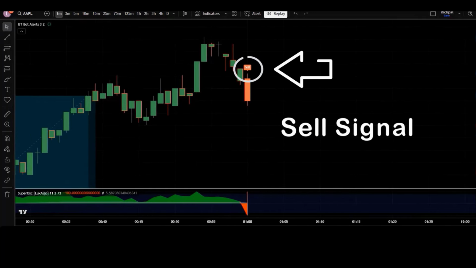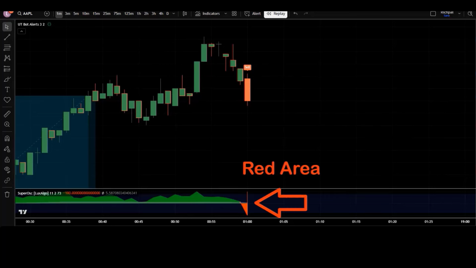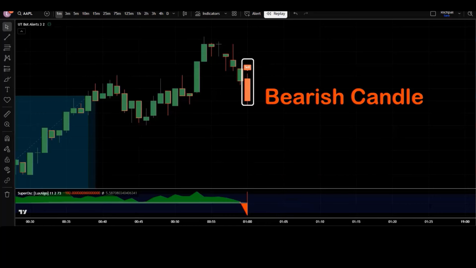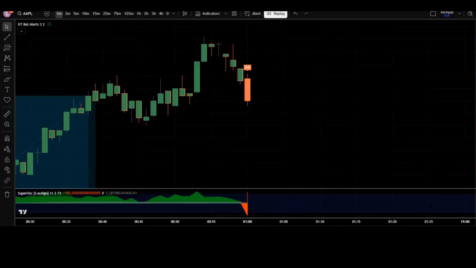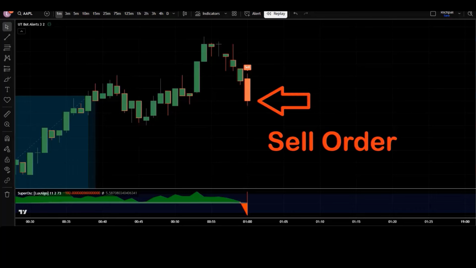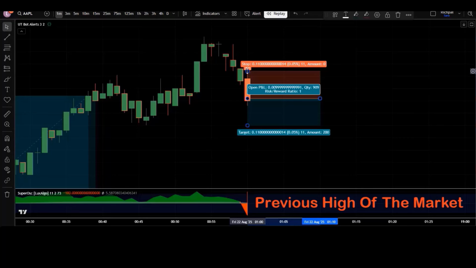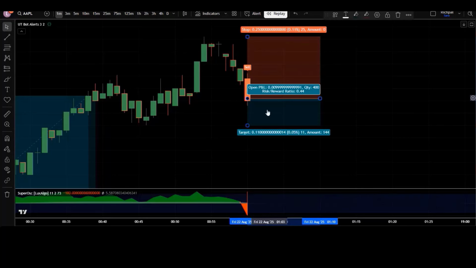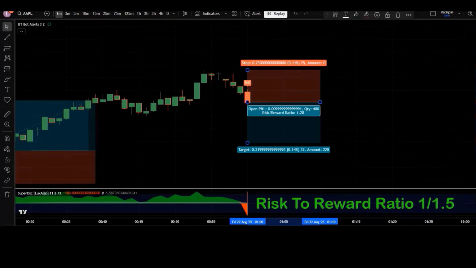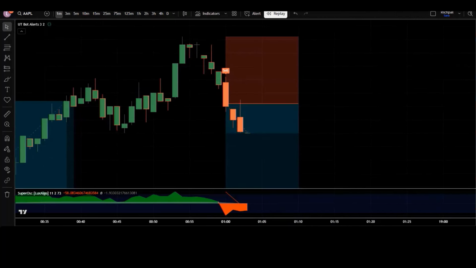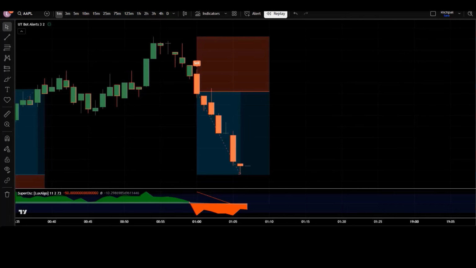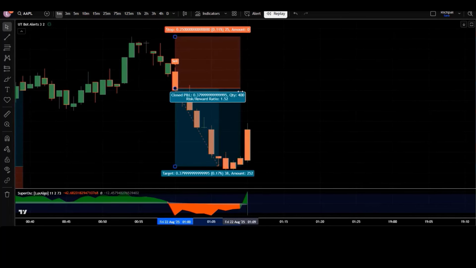Here the UT Bot Alerts indicator gives us a sell signal. Here the Super Oscillator indicator shows a red area color. Here the market has made a bearish candle to give confirmation. So all our conditions are being fulfilled, so we are placing an order to sell. Our stop loss is the previous high of the market, and the risk to reward ratio will be 1:1.5. We have won this trade. Let's find the next trade.